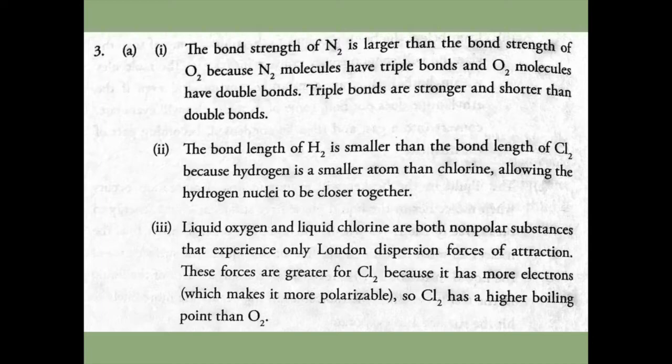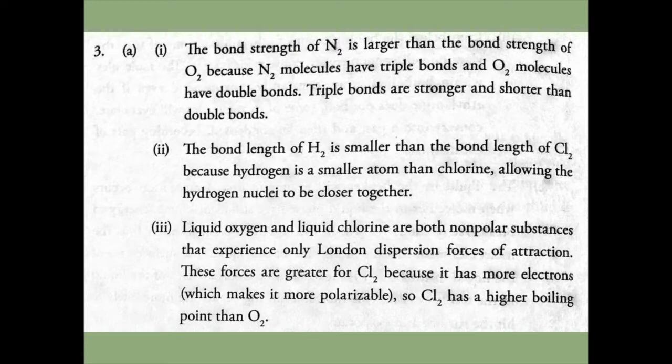In II, it says the bond length of H2 versus Cl2. So if we look at bond length, for H2 it's 0.75, for Cl2 it's 1.99. Now they both have single bonds, so I can't use difference in bond order as an explanation. But if you think about it, it actually makes sense that hydrogen would have shorter bonds simply because hydrogen is a smaller atom.